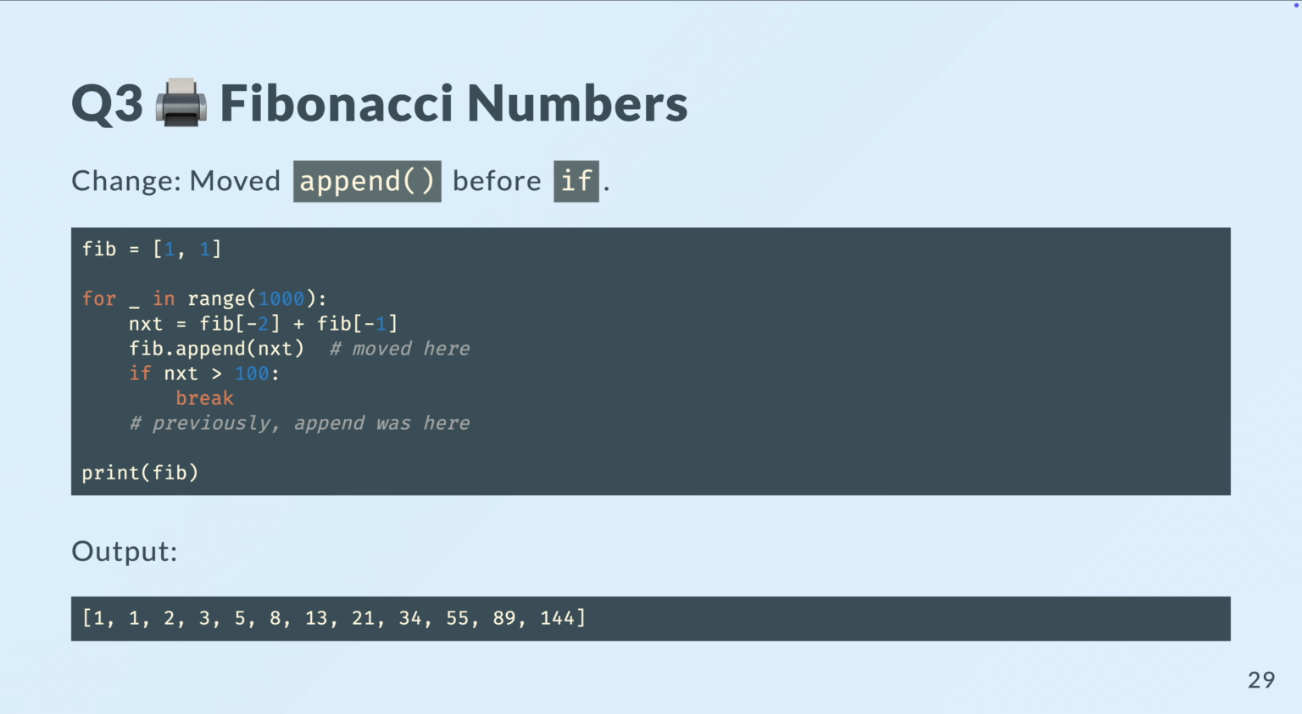Let's check. Now the printed list ends with 144. It is greater than 100. Why print 144? Because we append 144 before we check if it is greater than 100. After appending, we check the condition and realize 144 is greater than 100, and thus break to stop the loop.